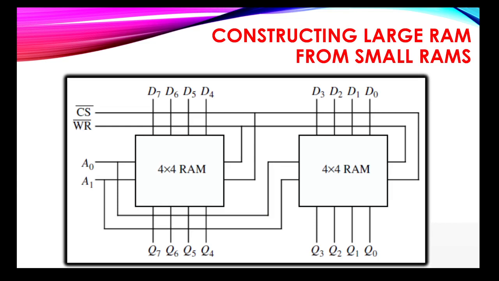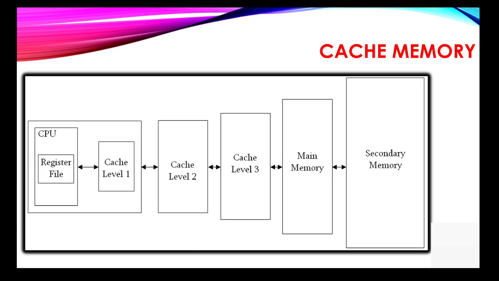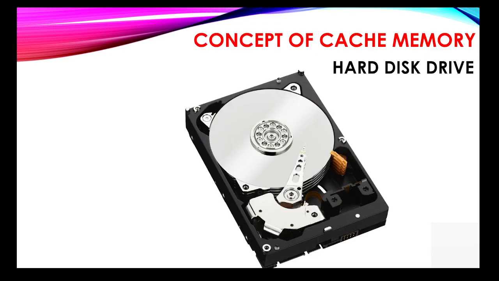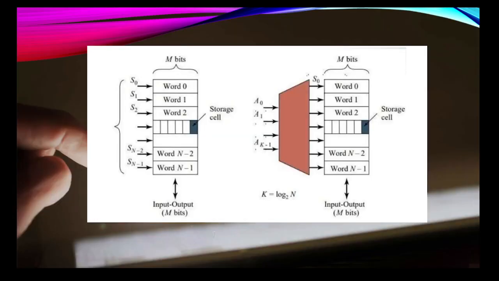So with the help of two 4x4 RAMs, and the cache memory. For cache memory, we have different levels: level 1, level 2, and level 3, which are present between main memory and the register file of the CPU. And we have the last memory as secondary memory. We have a physical look of a hard disk drive that rotates at speeds of 5400 and 7200 rotations per minute.